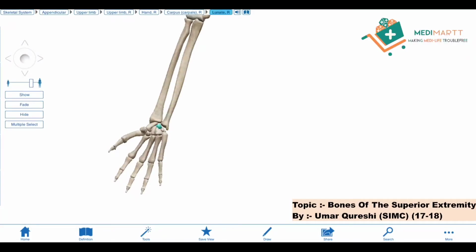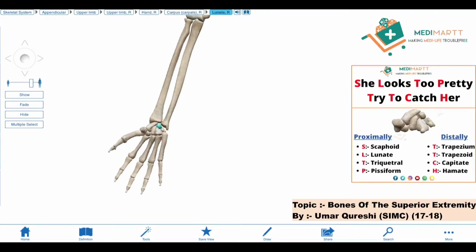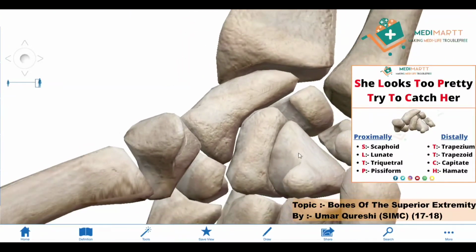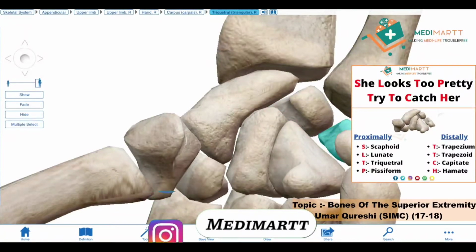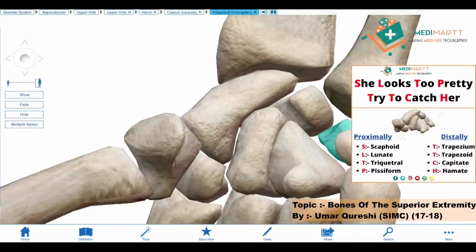I am giving you a mnemonic to learn these small carpal bones. You can see here the mnemonic is "She looks too pretty, try to catch her." First of all, let's see what this stands for. "She looks too pretty." In "she", the S stands for the scaphoid, then in "looks", L stands for the lunate, then in "too", T stands for the triquetral, and in "pretty", P stands for the pisiform.